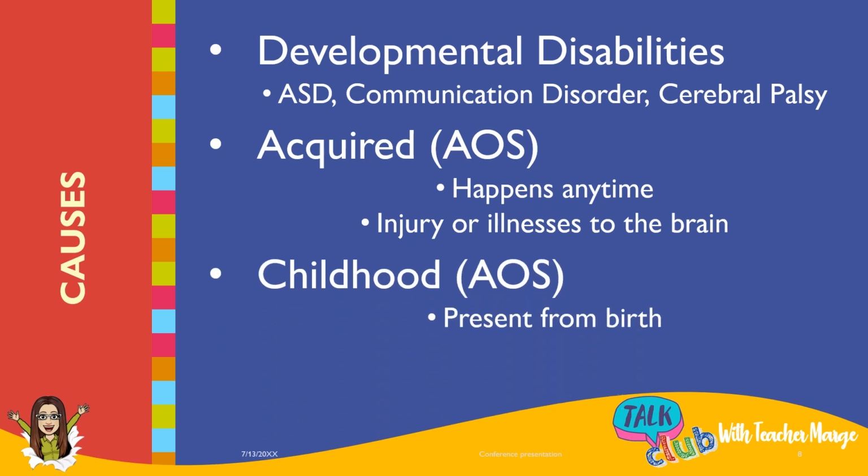There is a childhood AOS or childhood apraxia of speech which is present from birth. So these are usually associated with the developmental disabilities as well. So this is not acquired. And it started since the child was young or was born.